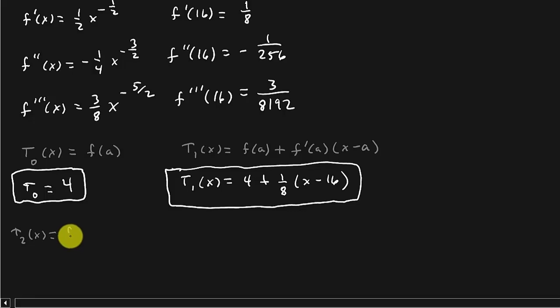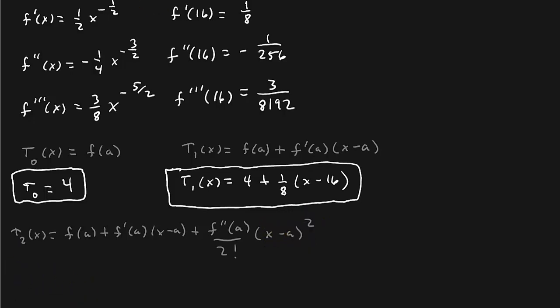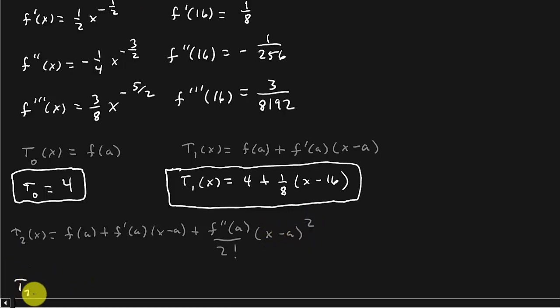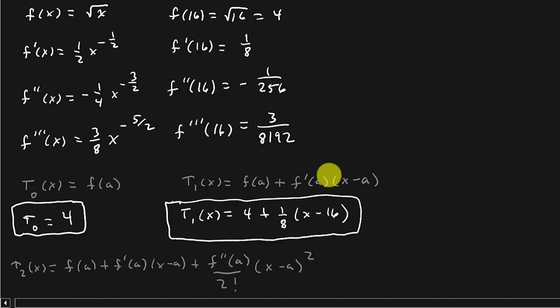So that's f of a plus f prime of a times x minus a plus f double prime of a over 2 factorial times x minus a squared. And so I get T2 of x is equal to f of a, which is 4. See, we did that right up here.